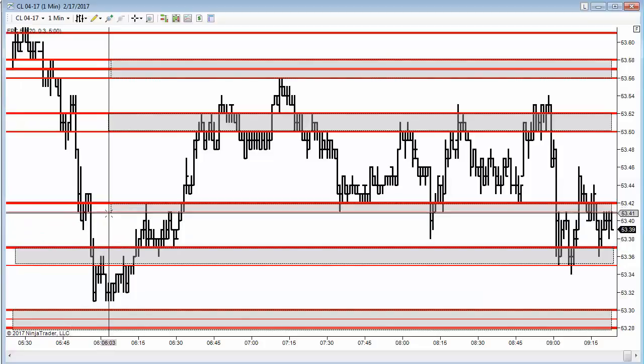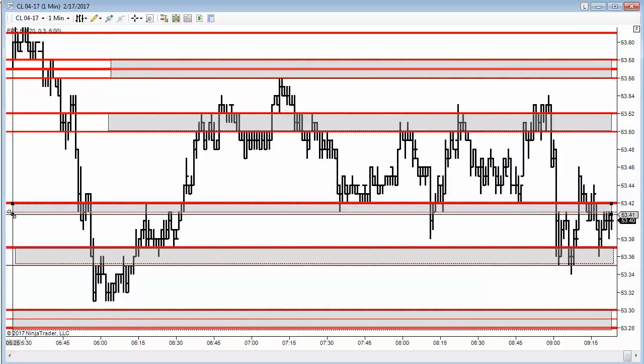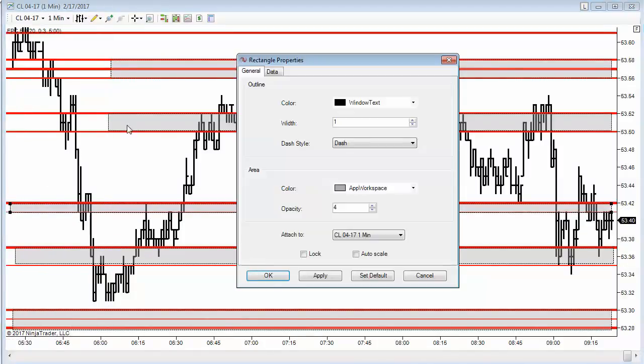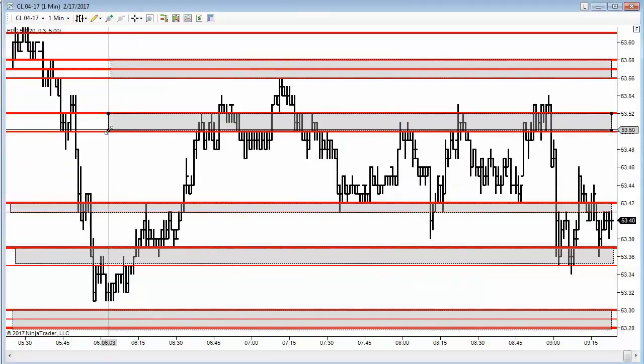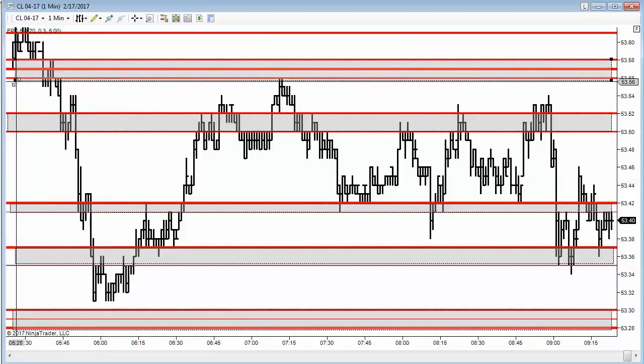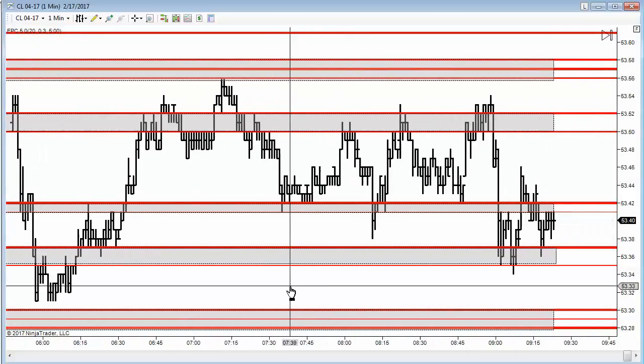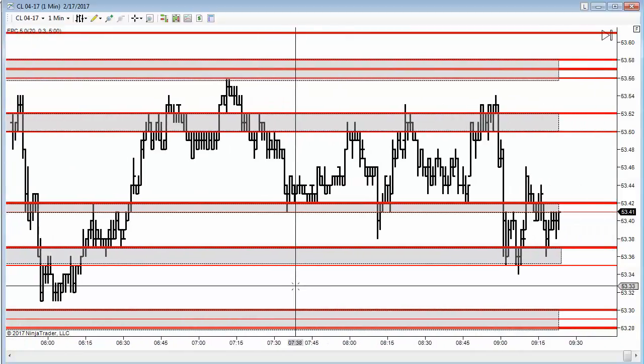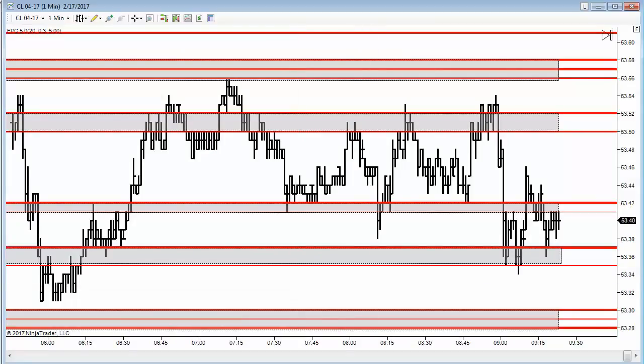So here's another example of teaching a computer, giving it intelligence specifically designed for one task. Your job, computer, is to find me the prices where CL almost always bounces at.